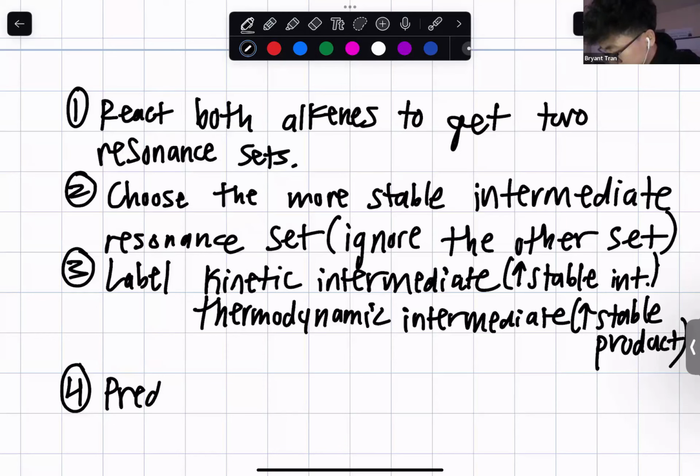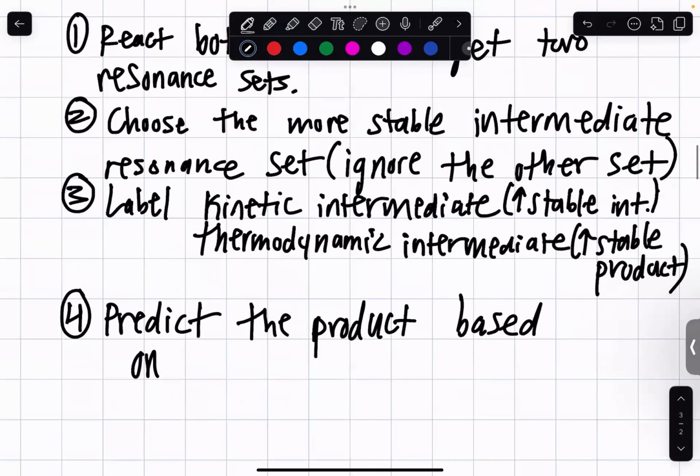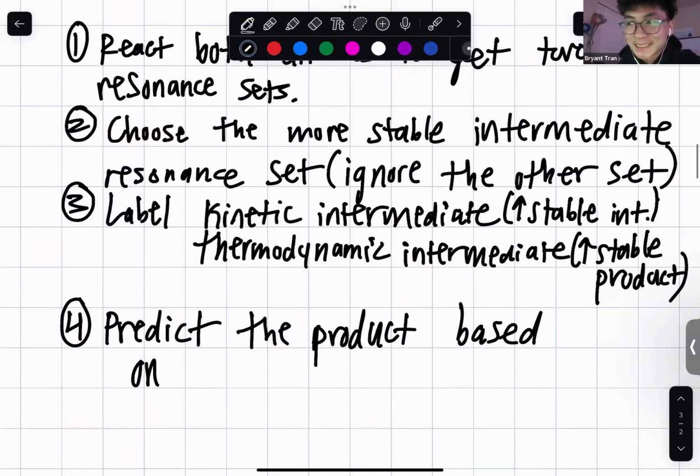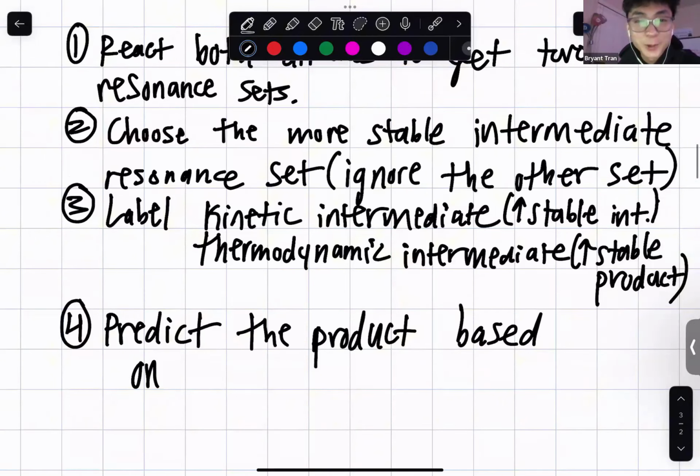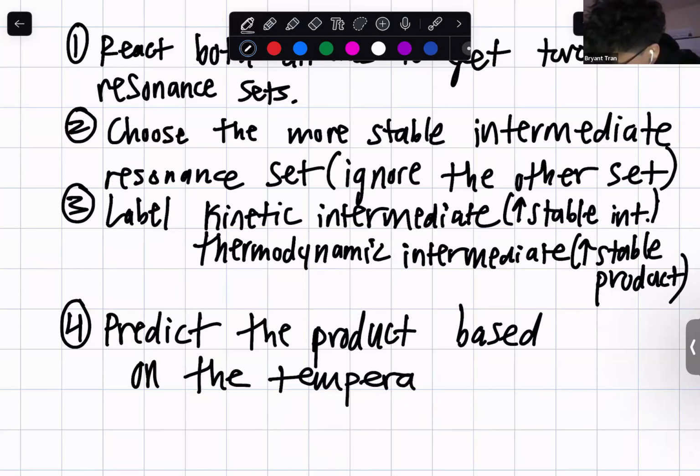And then from there, predict the product based on the temperature. Will it always be two resonance sets, no matter how many alkenes there are in a conjugated system? If the conjugated system is bigger, you're going to get more resonance sets. That is a possible question, but most of our practice with these has two alkenes in the conjugated system.